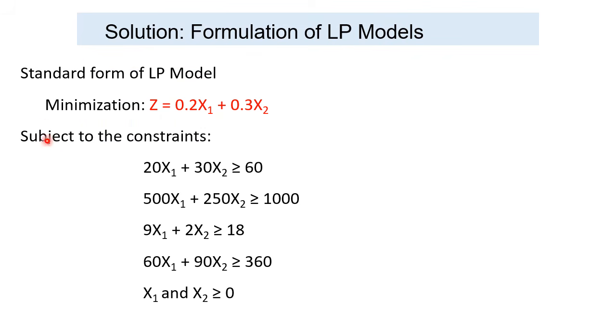And this is the standard form of the linear programming model, that is minimization Z equals 0.2 times x1 plus 0.3 times x2, subject to the constraints 20 x1 plus 30 x2 greater than or equal to 60, 500 x1 plus 250 x2 greater than or equal to 1000, 9 x1 plus 2 x2 greater than or equal to 18, 60 x1 plus 90 x2 greater than or equal to 360, and x1 and x2 both should be greater than or equal to 0.